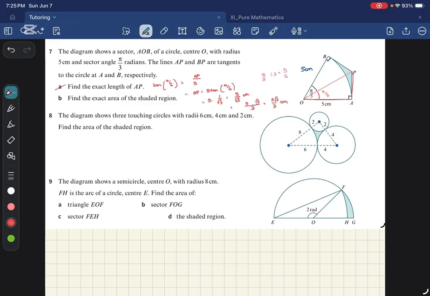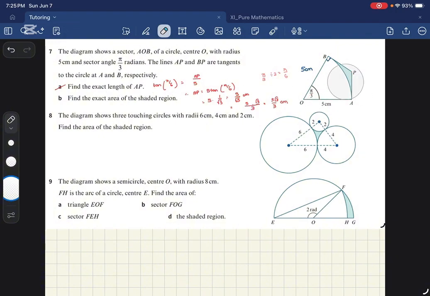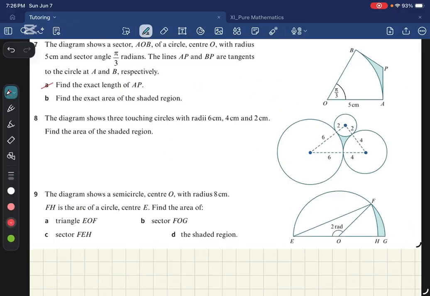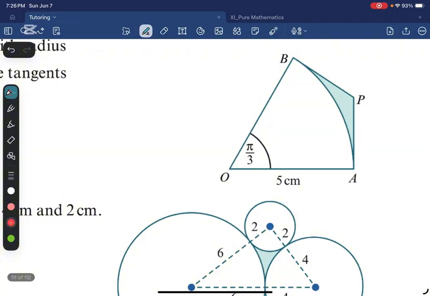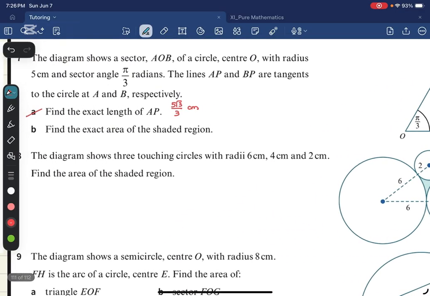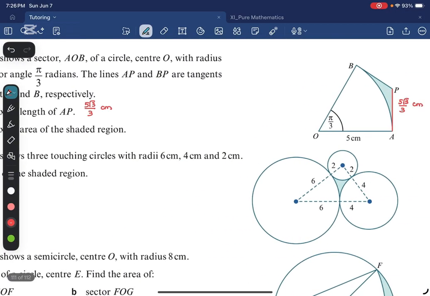Now find the exact area, right? So I'm going to erase this, if that is okay. All right. So this was 5 root 3 by 3 centimeters, right? So I'm just going to draw it here. AP, 5 root 3 by 3 centimeters. All right. Find the exact area of the shaded region.